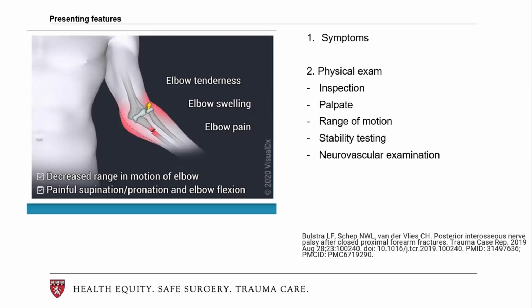Radial head fractures may be associated with ligamentous injury. So whenever possible, it's good to assess for stability around the elbow, though this might be difficult in the acute setting because of pain. All the neurovascular structures distal to the elbow should be assessed, both the radial and ulnar arteries, and the radial, median, and ulnar nerves. Of note, Bolstra and his colleagues demonstrated that there was associated posterior interosseous nerve palsy with closely proximal radial head and neck fractures.